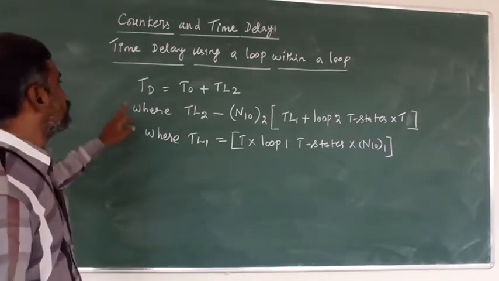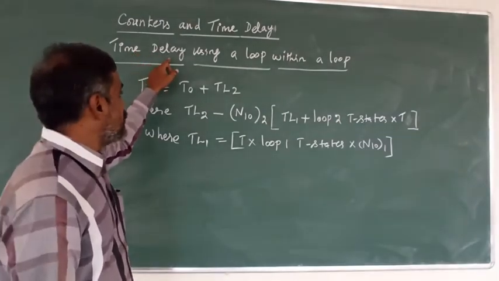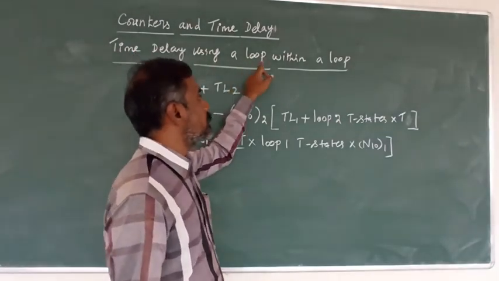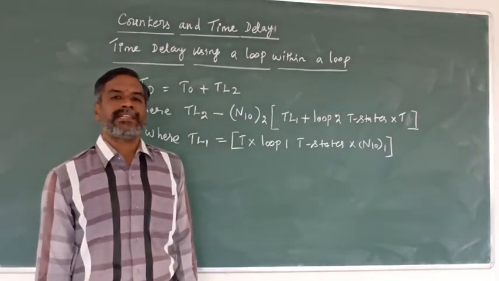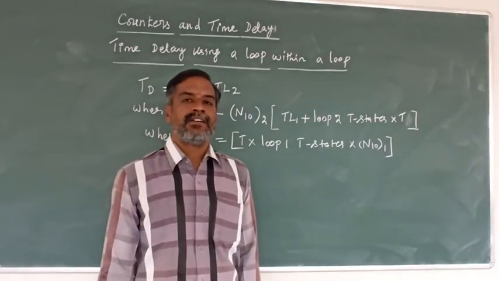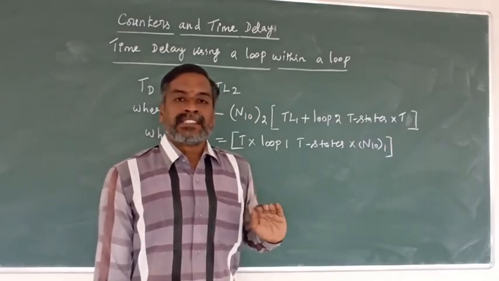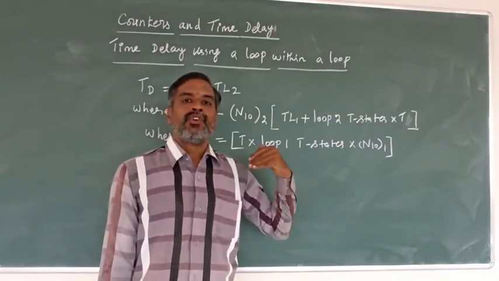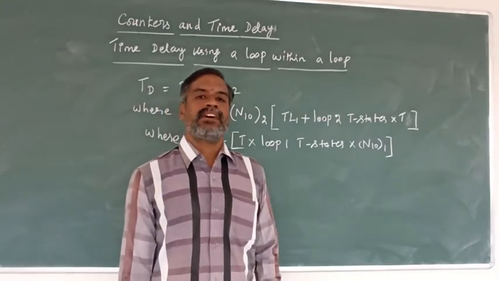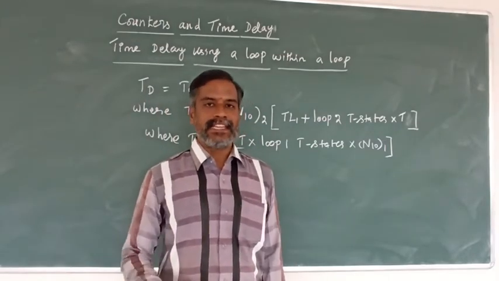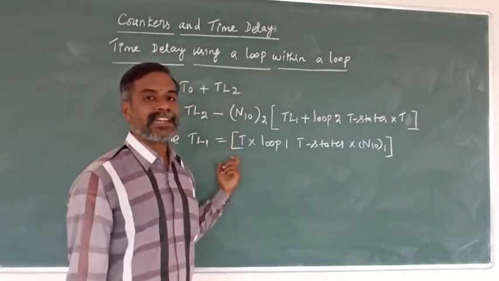Next, to calculate the time delay using a loop within a loop. Suppose using a single register, the time delay is not sufficient. Then we can use a loop within a loop, and the time delay will be increased. Now how to calculate the loop within a loop time delay?